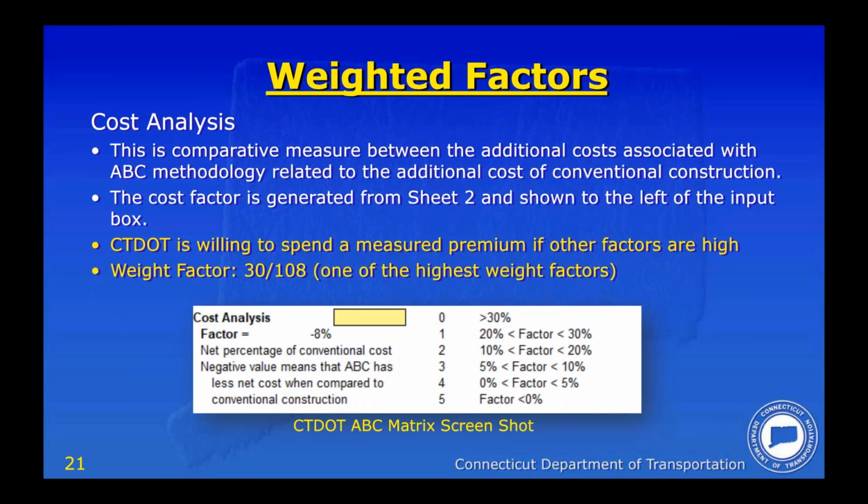Cost analysis. We discussed this earlier. This is the measure between ABC and conventional cost here. If we find through the spreadsheet computation that our ABC alternative is costing us up to 30% more, then we're going to put a 0 in here for the ABC weight for cost. If we find, on the other hand, that we have a cost reduction for ABC, then this becomes a 5. And then the variation between 0 and 30% is spread out between these particular cost scores that would be inserted in here, depending on what your ABC versus conventional cost is.